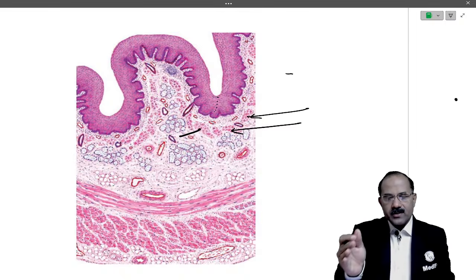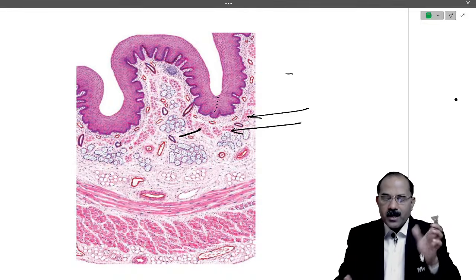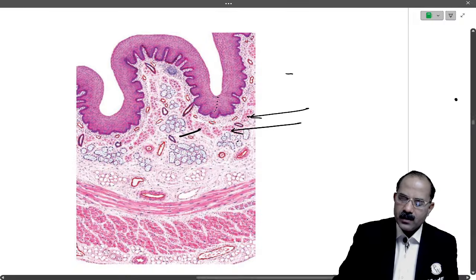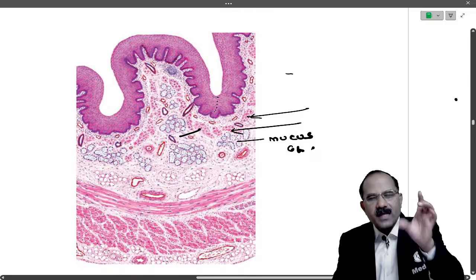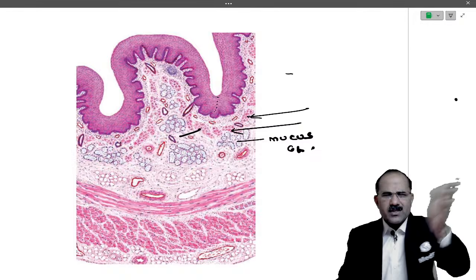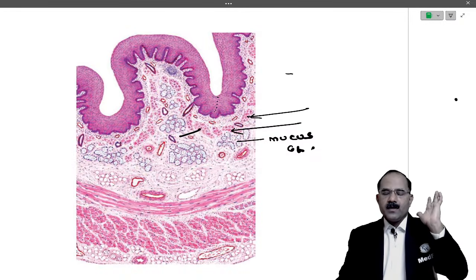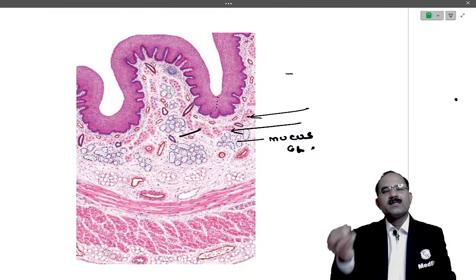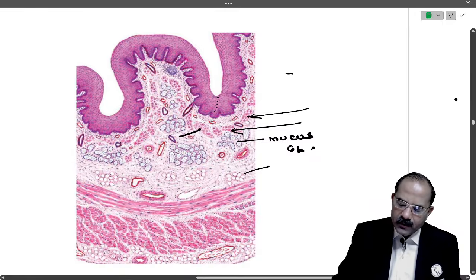Now, what is the characteristic of esophagus? Bacha, what is the characteristic? Looking at the slide, I find a stratified squamous non-keratinized epithelium, and I find these glands here. These are the mucus acini. These are the mucus glands. The moment I find these mucus glands in the submucosa, with a stratified squamous non-keratinized epithelium, and the rest of the layers are the same, this has to be esophagus.